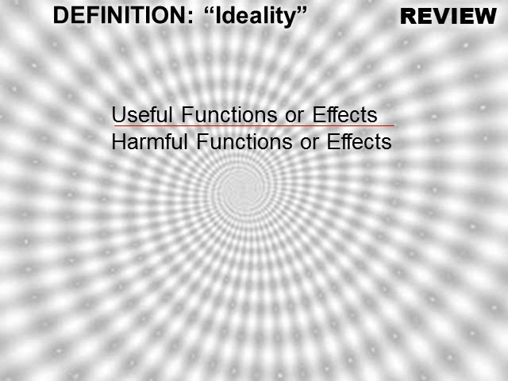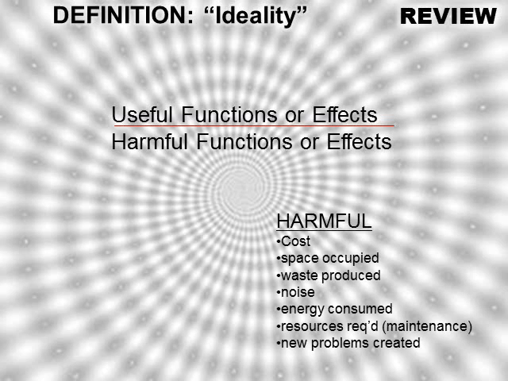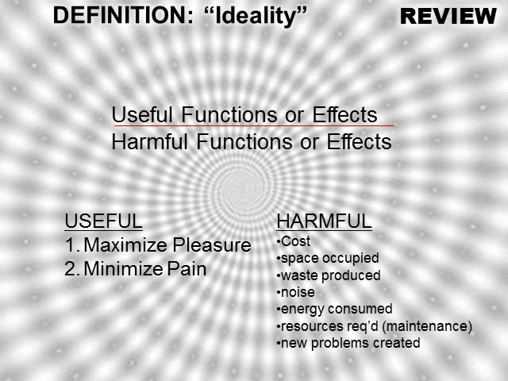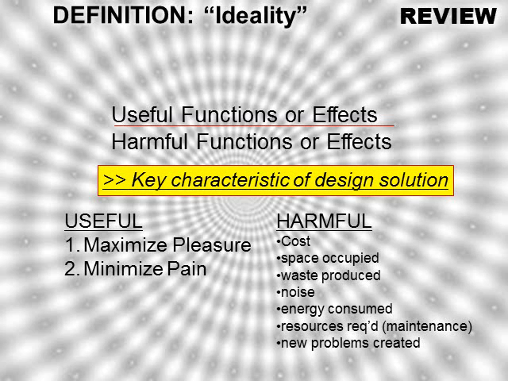So first, recall, what is ideality? It's the ratio of useful function to harmful functions. Harmful functions is kind of a misnomer. It's not the best word, but it means anything that's costly, whether it's financial cost or resource costly, it creates noise, consumes energy, produces pollution, etc. Useful functions are those that provide some benefit, some useful function, either maximizing your pleasure or your happiness or alleviate your pain. And the key characteristic of any design solution is optimizing ideality.